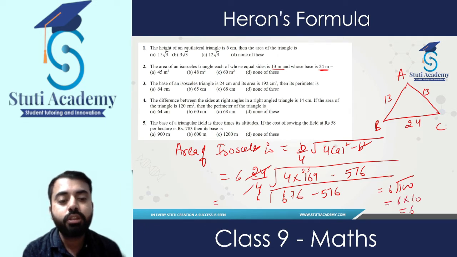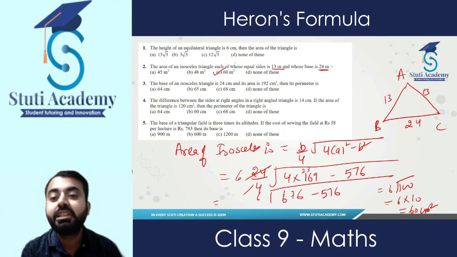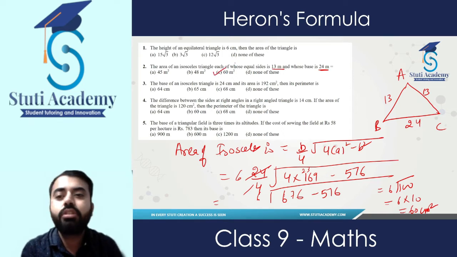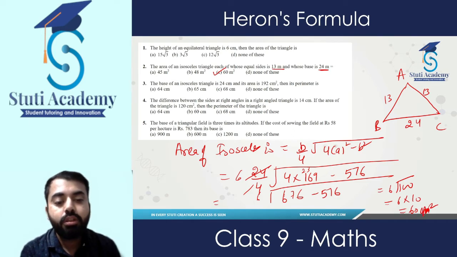6 into 10 is what? It is 60. So your area is none other than 60. Actually, it is meters, so it will be 60 meters square. It will be 60 meters square, but you got the idea of how you are going to solve it.